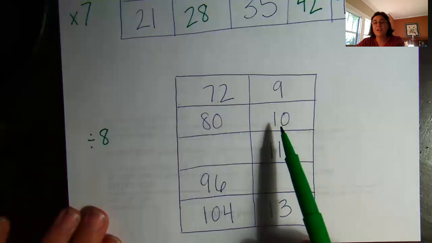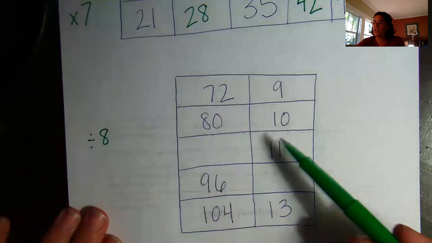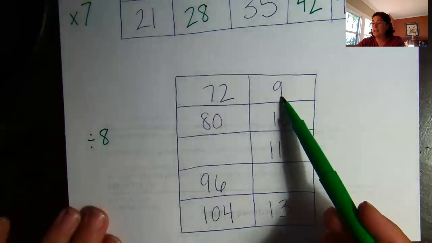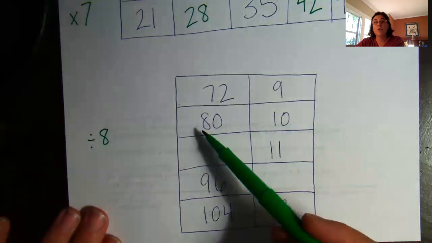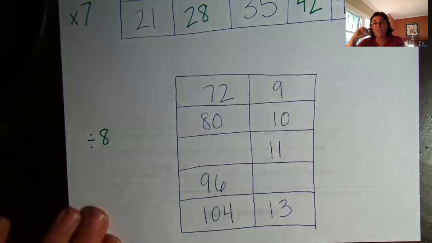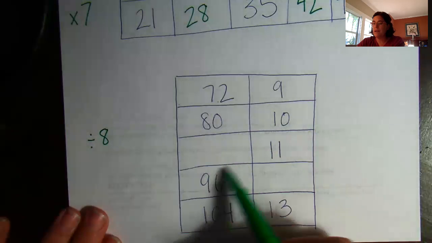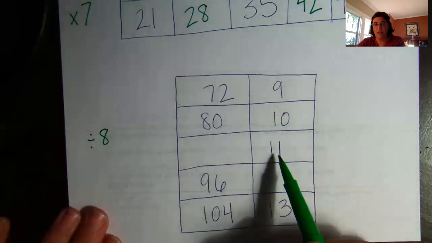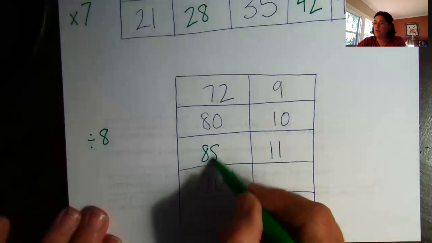Yes, it does. Now if it helps you out, kids, you can use the inverse operation and go in the other direction. So multiply. 9 times 8 is 72. 10 times 8 is 80. So sometimes thinking of the inverse operation helps us check our work. All right, so let's go ahead. 11 times 8, or what number divided by 8 would give us 11? If you said 88, you are correct.